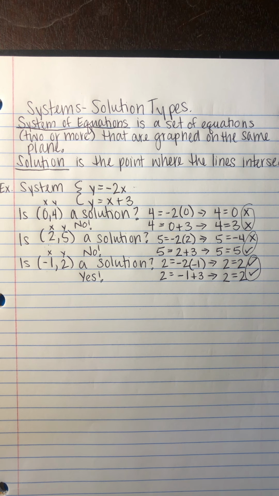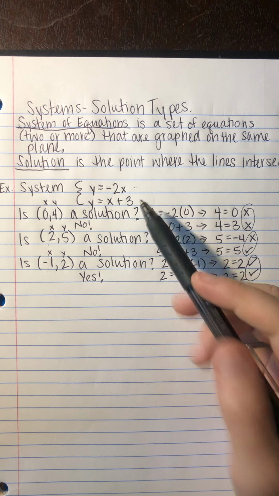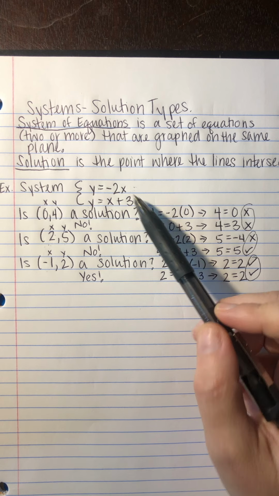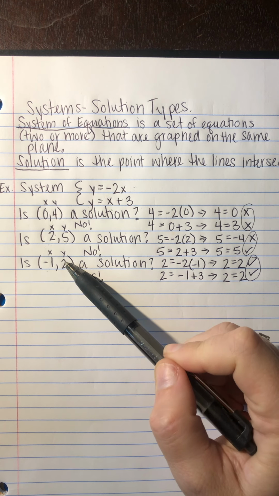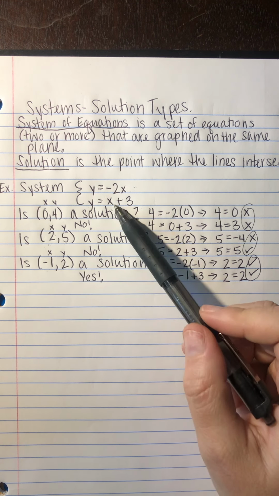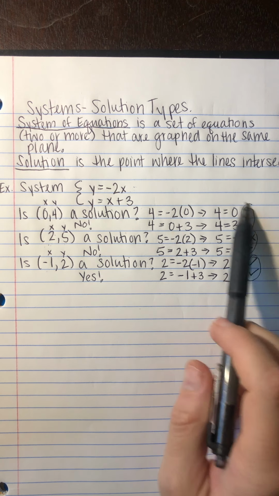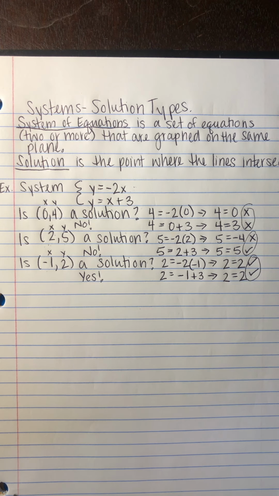Now you can go on to Desmos if this happened to be a calculator active question, and what you can do is you can type this in right here and then type this one in, and you can check to see which point is actually the point of intersection, and that's going to tell you which one of these is the solution. But if you don't have a calculator, it's pretty easy to figure it out as well.